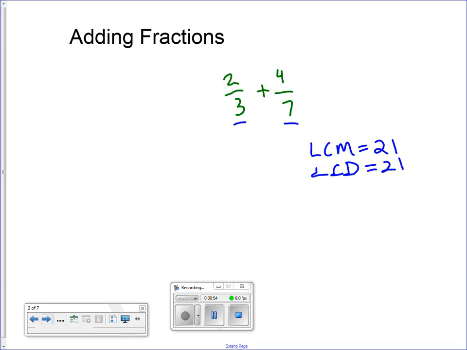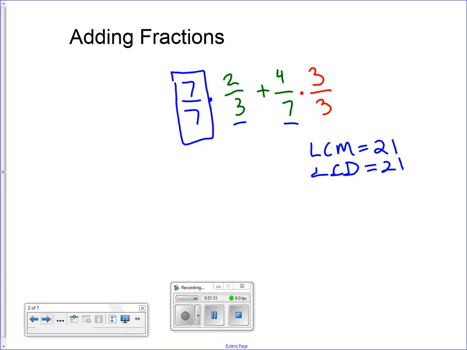Taking a look at 2/3, if I want the denominator to be 21, I need to multiply it by 7. I'm allowed to do that if I also multiply the numerator by 7, because 7 over 7 is equivalent to the number 1, and when you multiply a number by 1, you're not changing the number. So 7 over 7 is our fancy form of 1. Likewise, for the 4/7, think of your denominator first. I need to multiply 7 by 3, so I'm going to multiply the numerator by the same thing. My fancy form of 1 is 3 over 3.